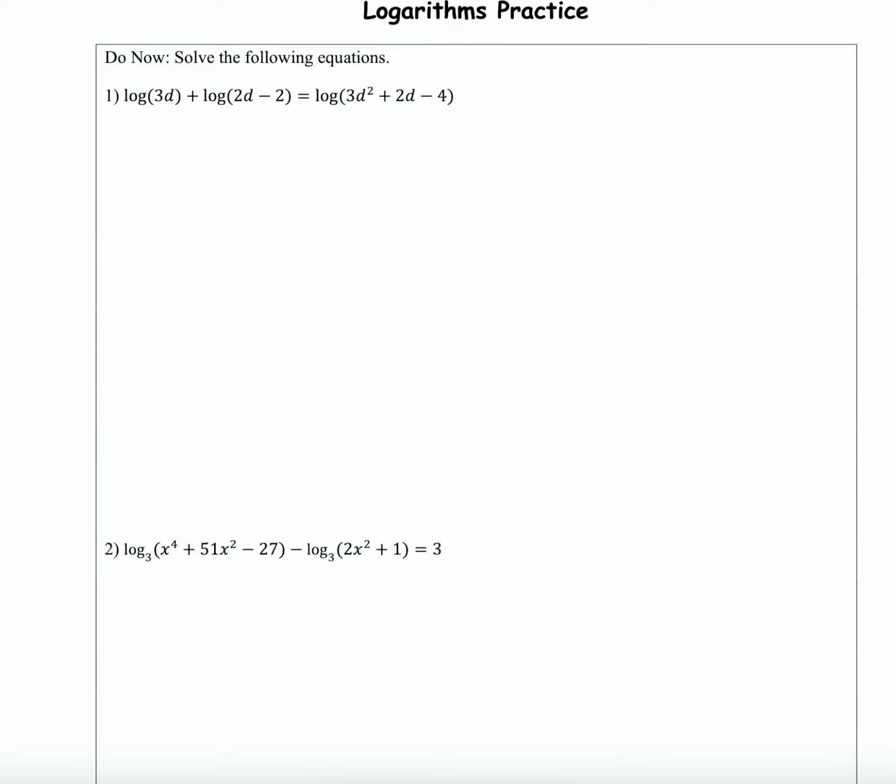So I want you guys to take 5 to 10 minutes, do number one and number two, pause the video and play it again when you are done with 1 and 2.